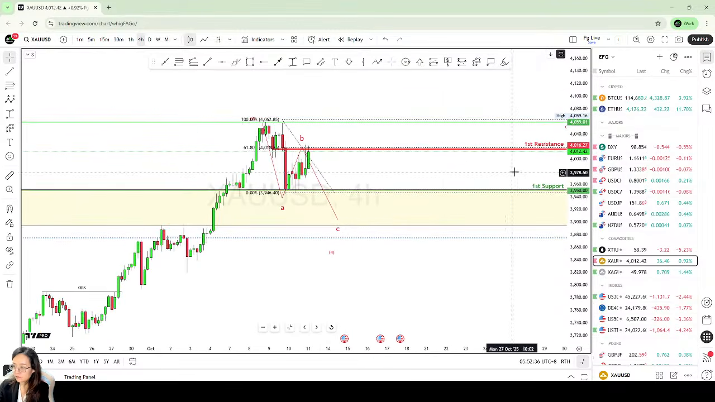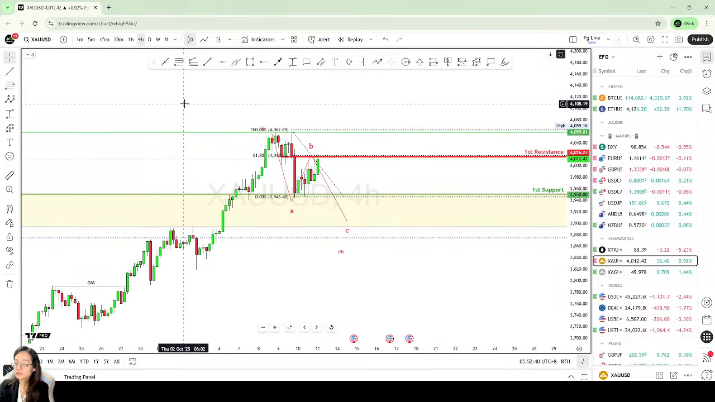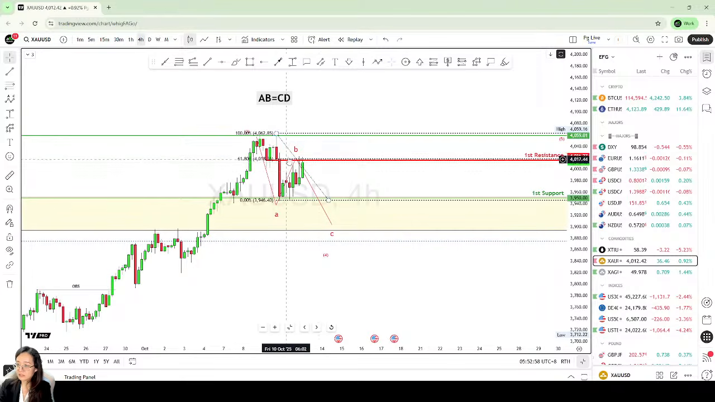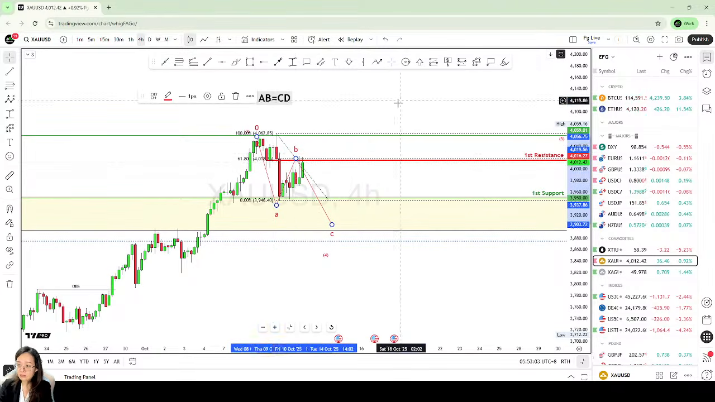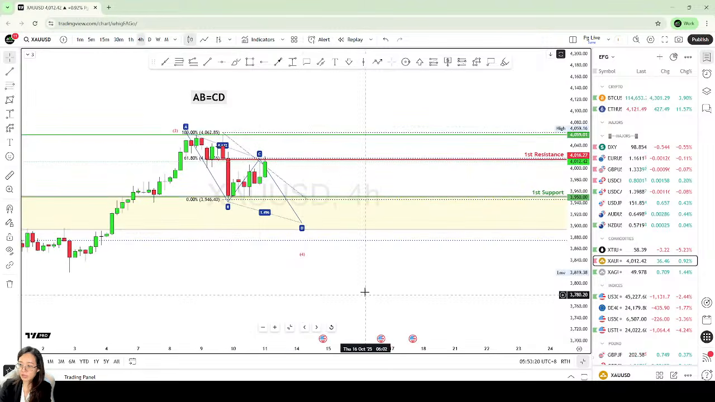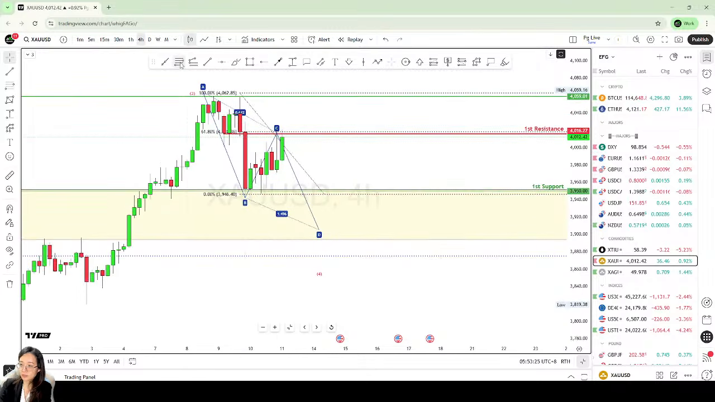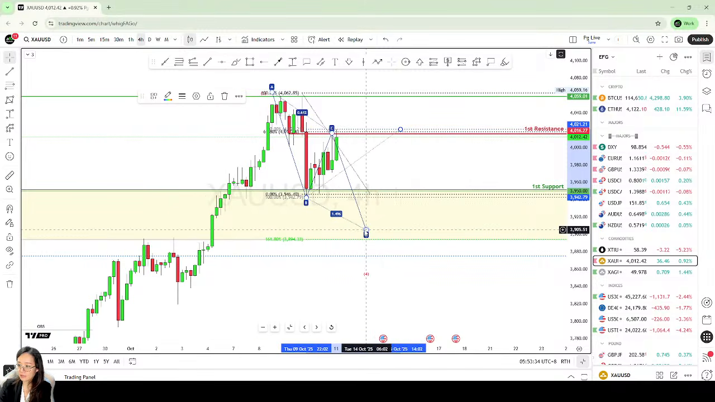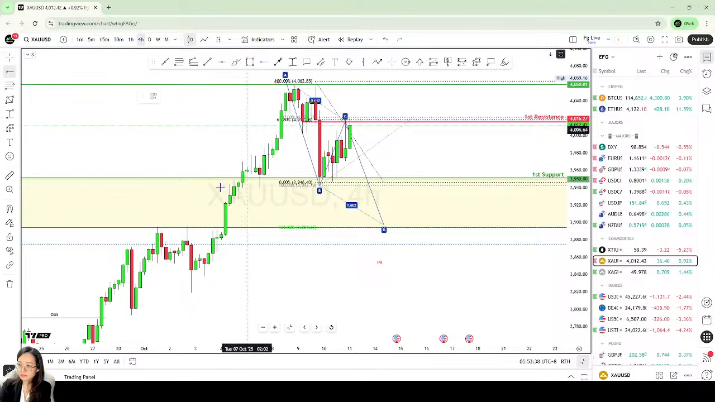All right, if this is going to be ABC, or if I do the AB equals CD pattern, some of you may know, or some of you may not know. If B retraces 61.8%, the BC extension, based on this A B C D pattern, if C retraces 61.8%, the BC extension is gonna be 161.8. That is the next target, which is gonna be the second support.